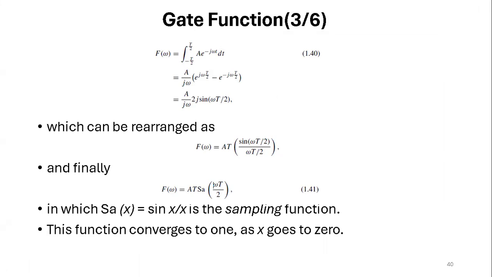For the gate function, f omega is the integral from minus the periodic signal to the periodic signal of A complex exponential, A e to the j omega, equals e to the minus j omega, which can be written as f omega equals A d sine omega over omega, and finally as f omega equals sinc of omega over 2. In which sinc x, sine x over x, is the sampling function.